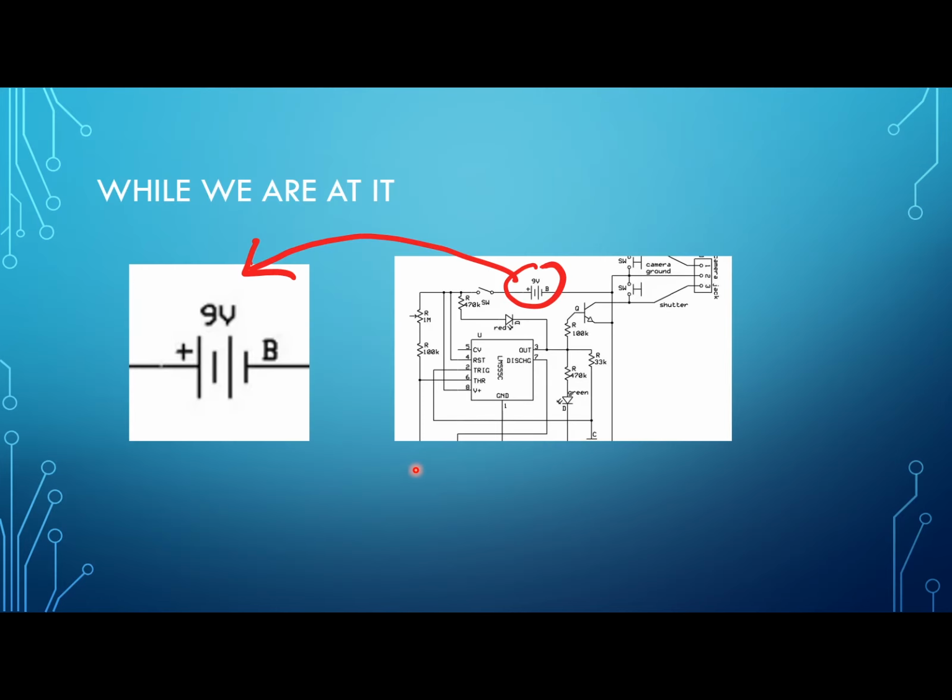But another thing to make note of is your power source. Your power source is denoted by these solid, parallel lines, and the side that has the longest line is always the positive side of your battery. The side that has the shortest line is always the negative side of your battery.